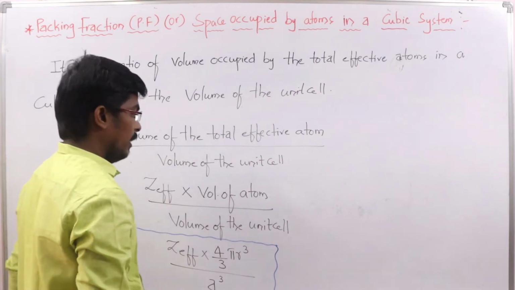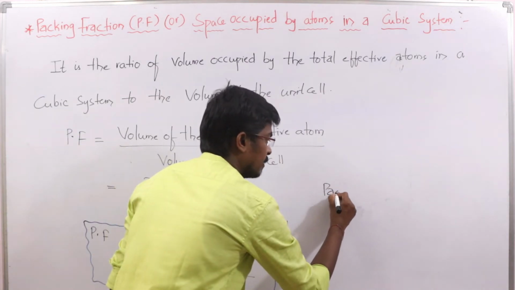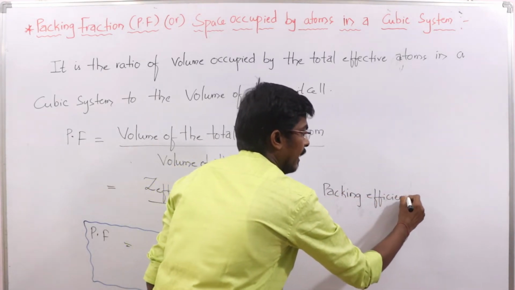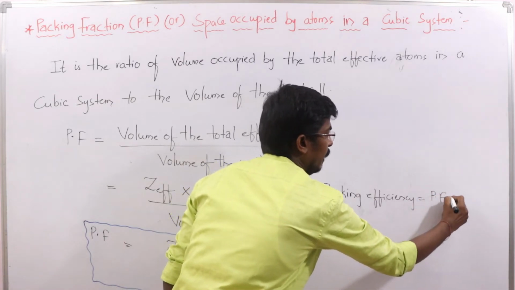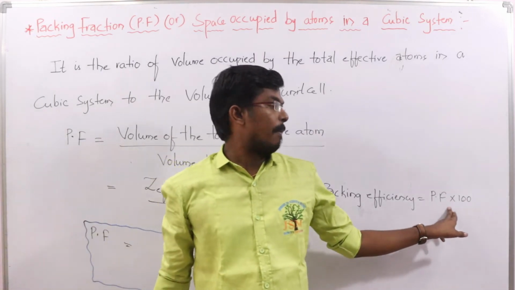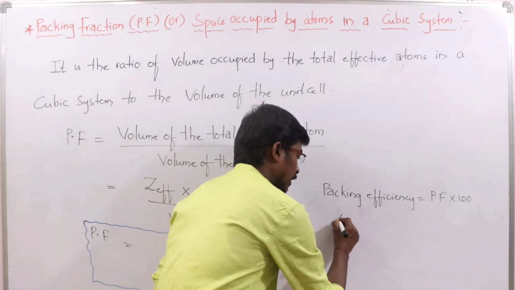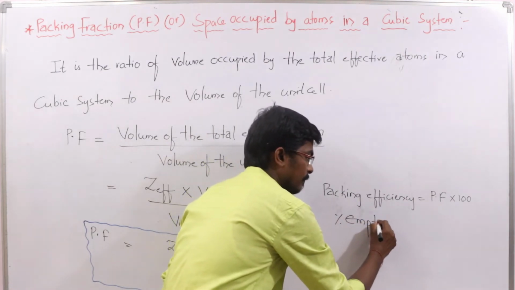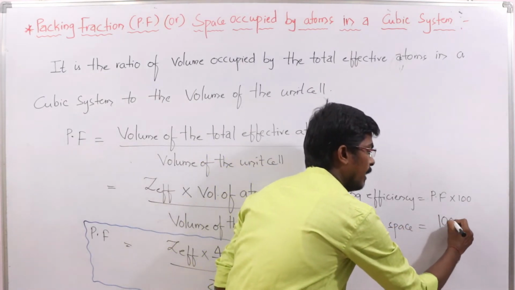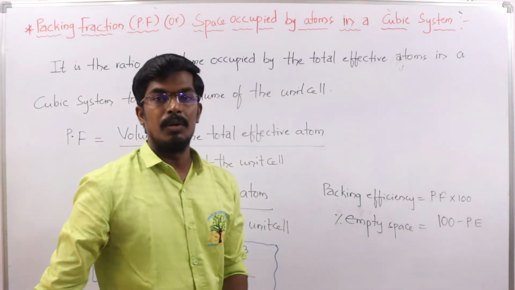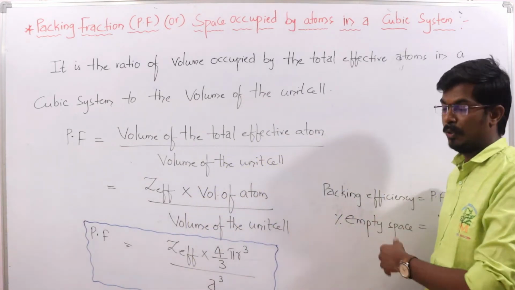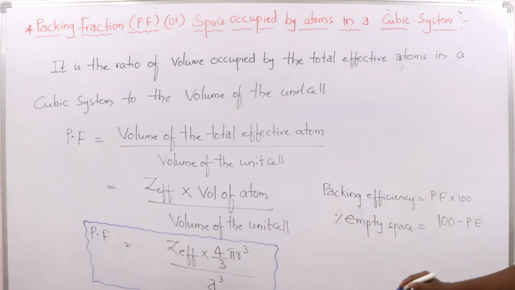From here it is also possible to find the packing efficiency. Packing efficiency is nothing but packing fraction into 100. And the percentage of empty space can be found with the help of 100 minus packing efficiency. Here the numbers are very important: the packing efficiency or the packing fractions of primitive cubic, face-centered cubic and body-centered cubic.